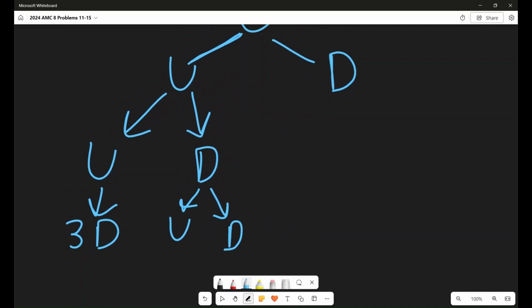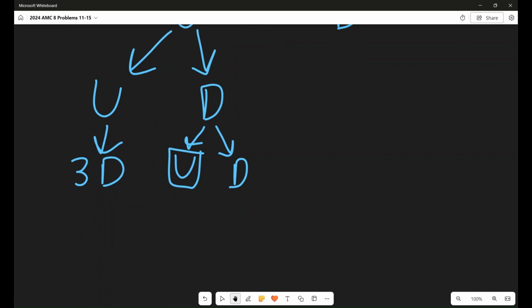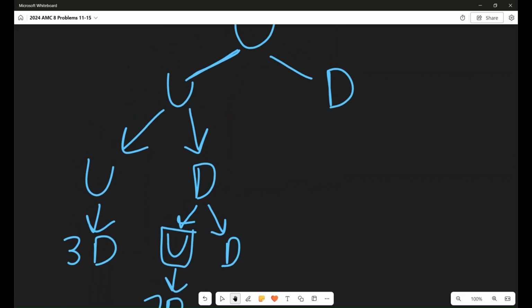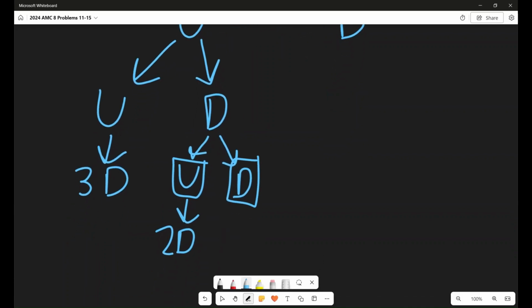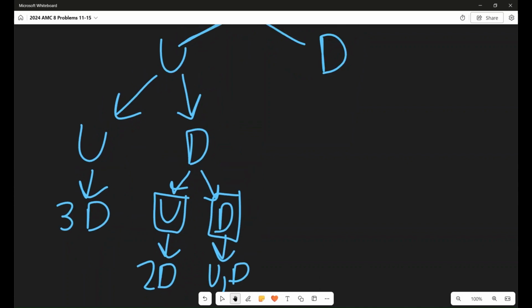Now, let's think about this point. At this point, we've taken 3 ups and 1 down. So now there's only one option, and that's 2 downs. Now, thinking about this point, we've taken 2 ups and 2 downs. So now we're back at the ground, and we have to go up and then down. Up and then down. All right.